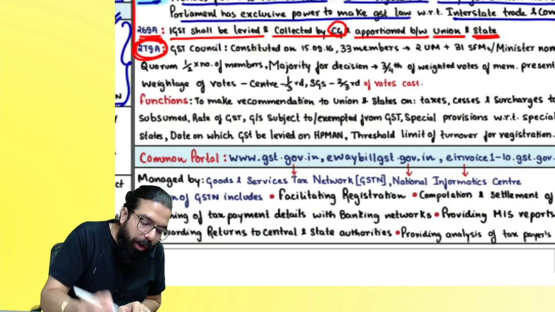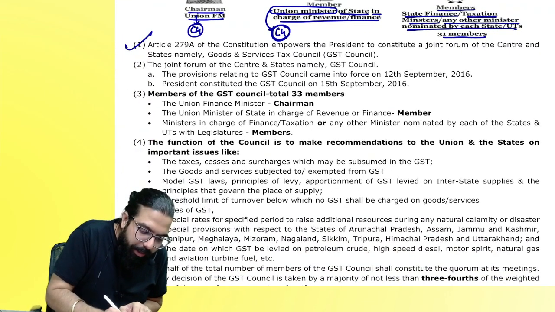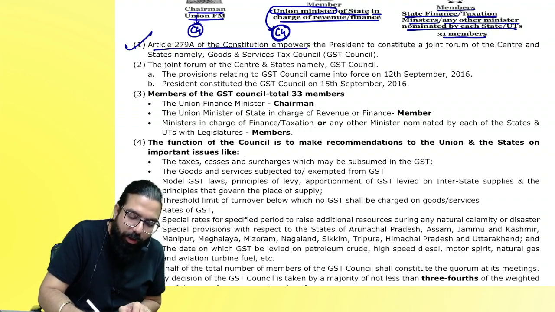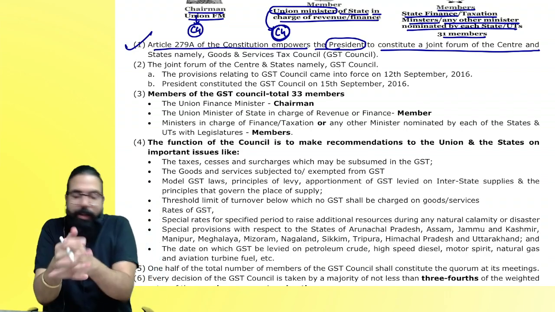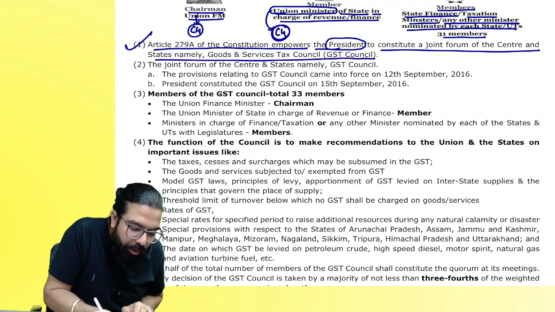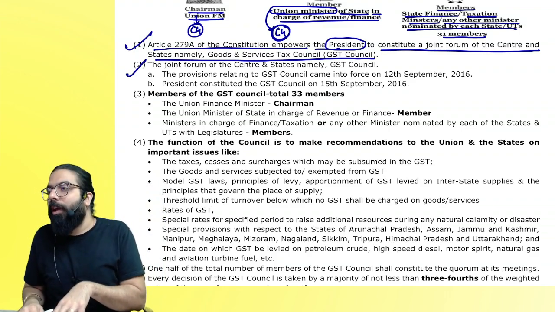Now, to make the GST council, article number 279 of the Constitution empowers whom? President to constitute a joint forum. It's a joint forum, right? Of the center and the state, which will be known as the GST council. Now, how many members will be there in the GST council, etc.?